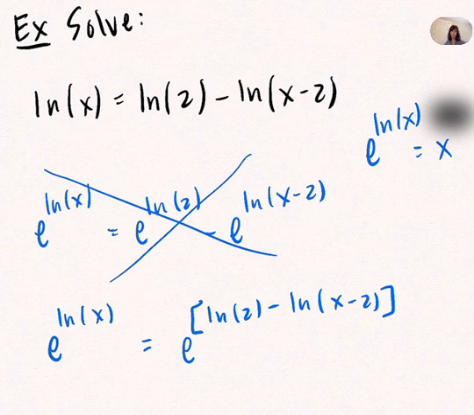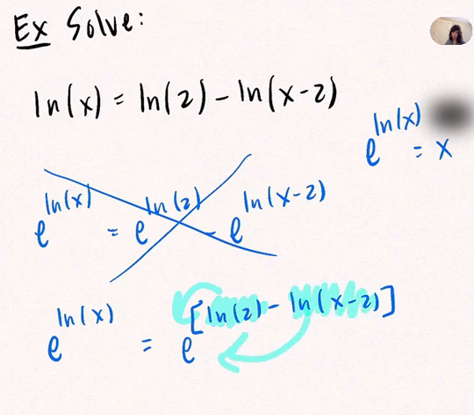Unfortunately, if you do this, you cannot just distribute this exponent of ln of 2 to the e and the exponent of ln of x minus 2 to the e to get what we had in the previous line because of how they're separated by minuses. This would have to be a times in order for you to go about doing some kind of distribution here. So how do we get around this?